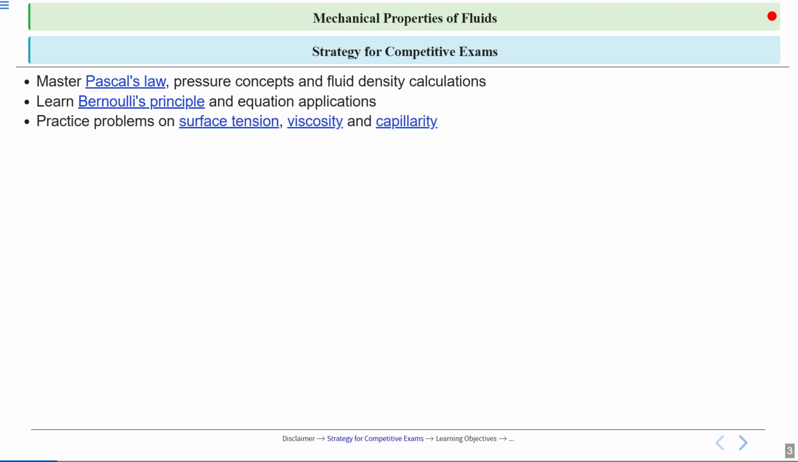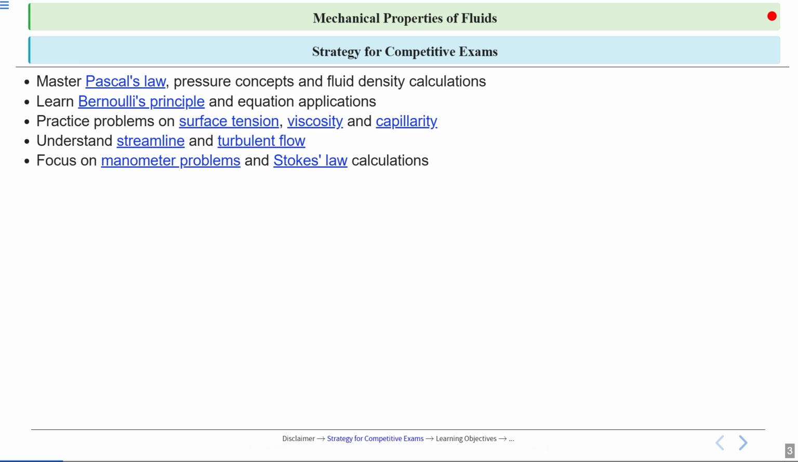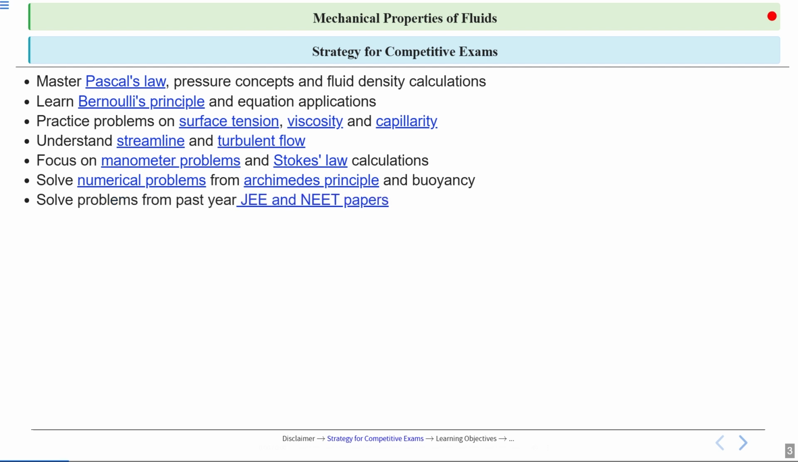Practice problems on surface tension, viscosity, and capillarity. Understand streamline and turbulent flow. Focus on manometer problems and Stokes law calculations. Solve numerical problems for Archimedes principle and buoyancy. Solve problems from past year JEE and NEET papers.